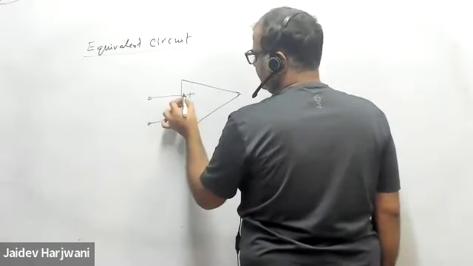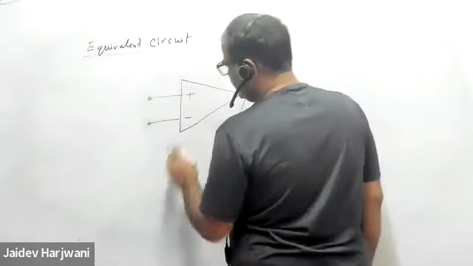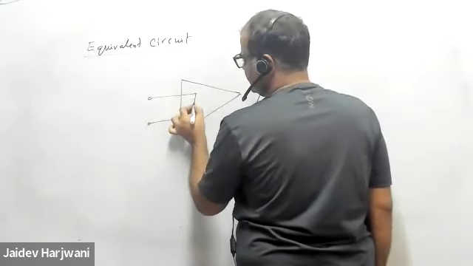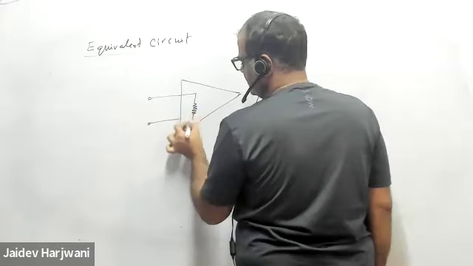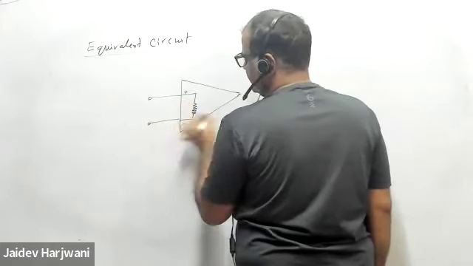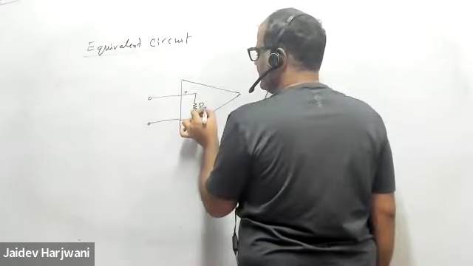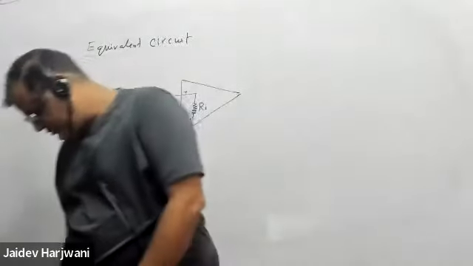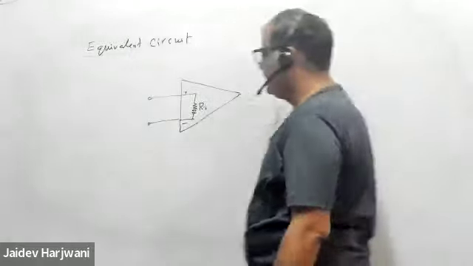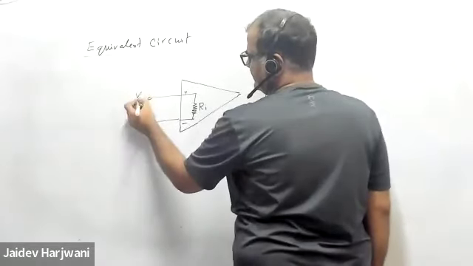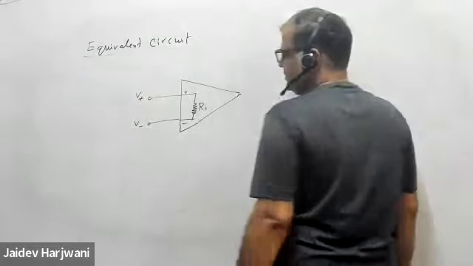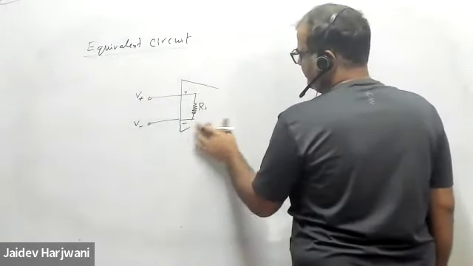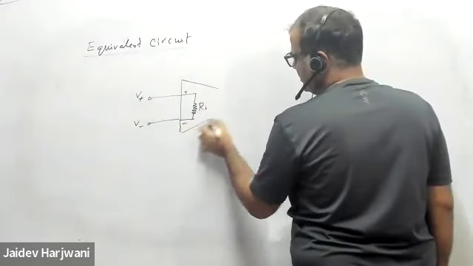Now between this plus and minus terminal, here is a resistor called RI. RI is the input resistance. When you are applying V plus here and V minus here, this is the input resistance, and there is one more, the output resistance, also there.